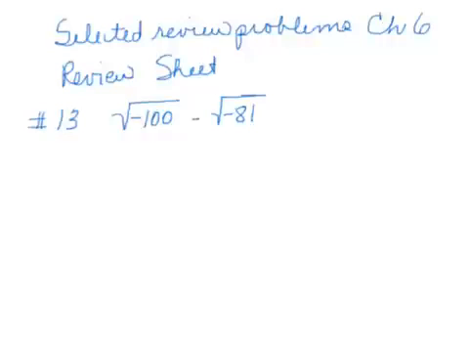So, for example, for this problem, I'm going to take care of the imaginary part. And that gives me 10i, because 100 has a square root, and then minus 9i. Well, if these were x's, I would go 10x minus 9x is equal to x. And so I'm going to do the same thing with i. And so this is your answer.